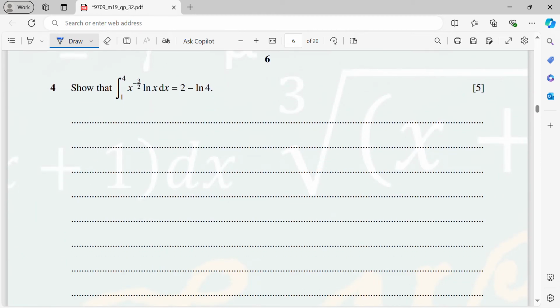Question number 4. Show the integration is 2 minus ln 4. So integrate from 1 to 4 of x to the power negative 3 over 2 times ln x dx. To solve this integration, since it is the product of two different functions, the first is algebraic, the second is ln x. Therefore, we are going to use integration by parts.